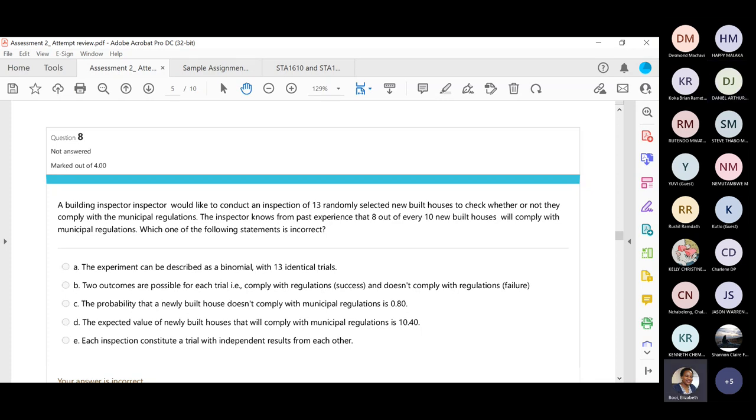A building inspector would like to conduct an inspection of 13 randomly selected new built houses to check whether or not they comply with municipal regulations. The inspector knows from past experience that 8 out of 10 new built houses will comply with municipal regulation. Which one of the following statements is incorrect? And this is a binomial question.